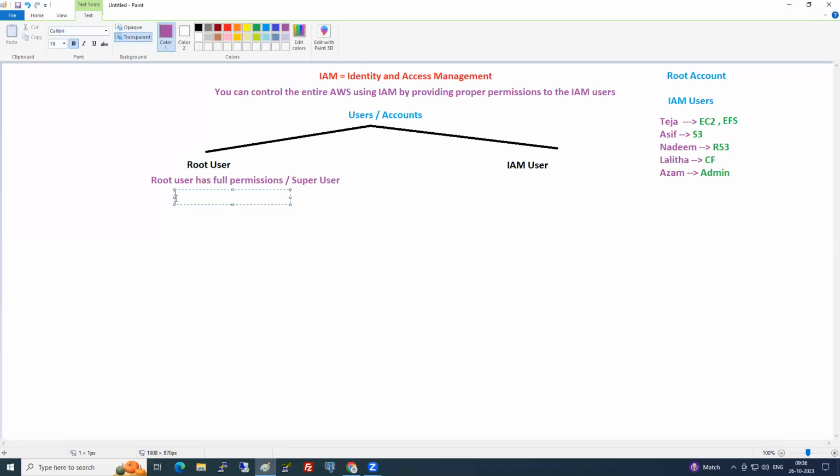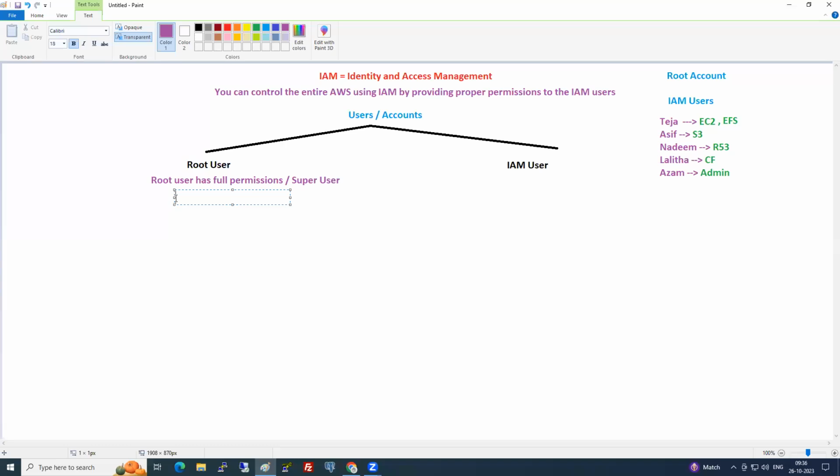Okay, now there is a question. Drupal, in this example, Azam is a root user. You tell me, is Azam a root user or an IAM user?